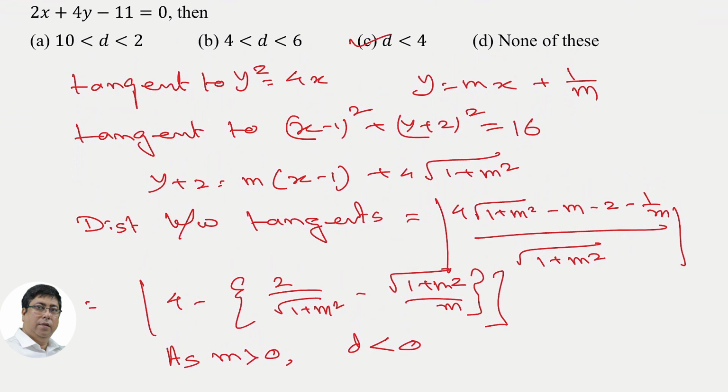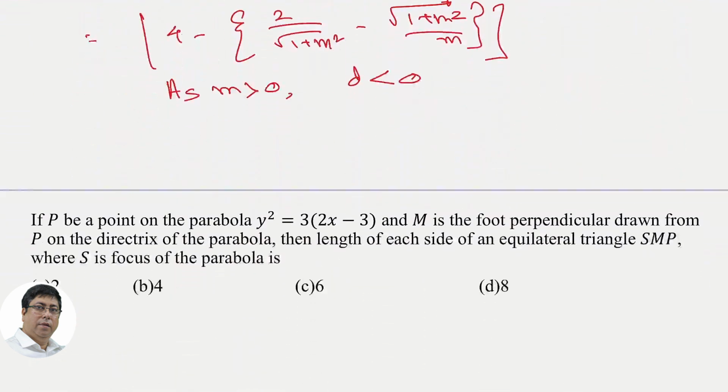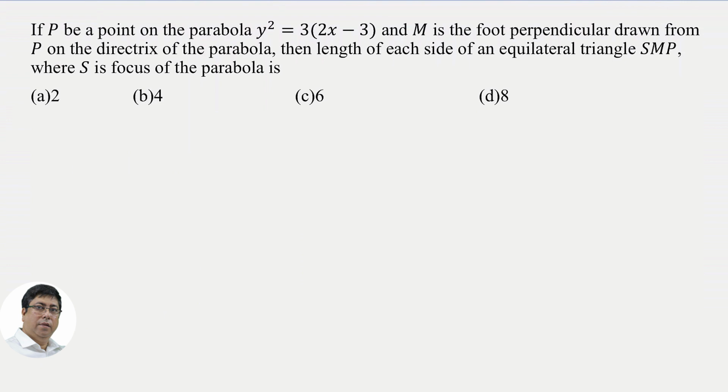Option number is C. Let us solve the next sum. If P be a point on the parabola y square equal to 3 into (2x minus 3) and M is the foot of the perpendicular drawn from P on the directrix of the parabola, then the length of the side of the equilateral triangle we have to draw. So let's draw one rough diagram.